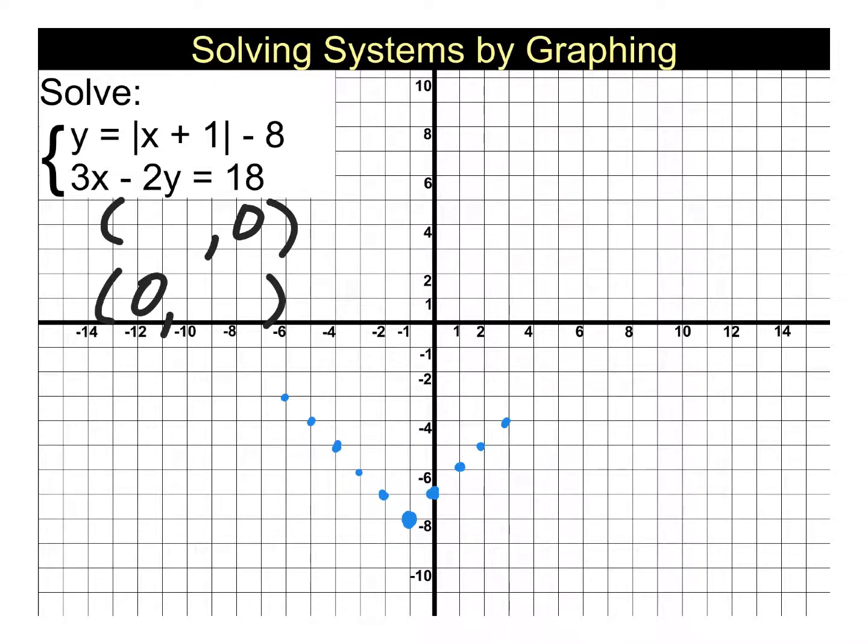6. Because if 3x equals 18, we divide both sides by 3, x equals 6. So that tells me that I have the point (6, 0) on that graph. Now repeat the process for the other one. In this case, notice the x-coordinate is 0.